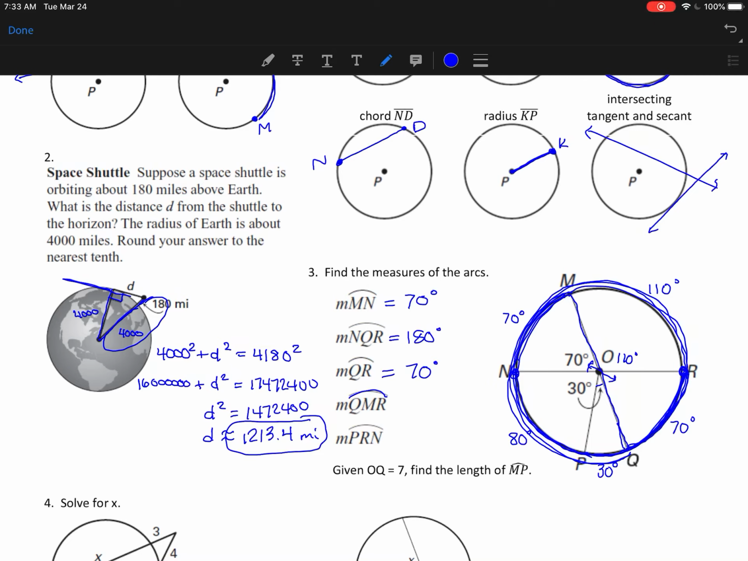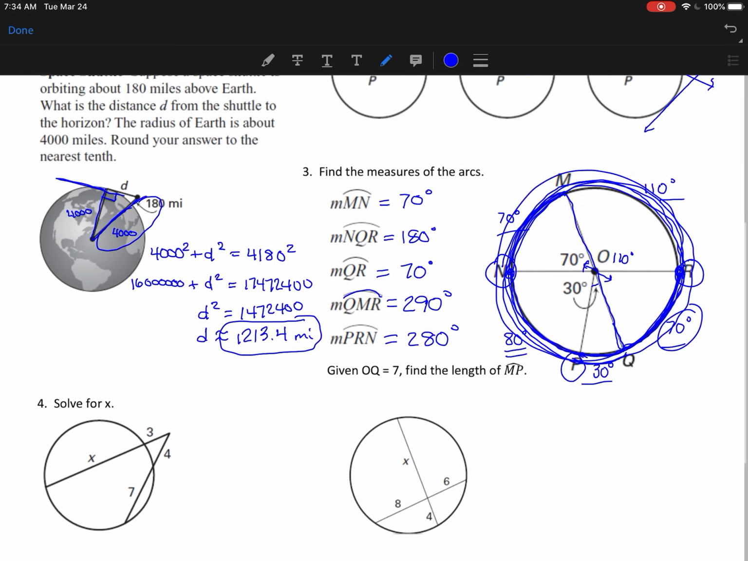Oops. Another way you could do that, did you notice that QMR is everything except for that 70? You could do 360 minus 70 if that's easier. I've made a mess here. PRN, PRN. So another major arc, we're going all the way around the circle except for that 80 degrees. So you could do 360 minus 80, or you could just take the 30 plus the 70 plus the 110 plus the 70, and that comes out to 280.